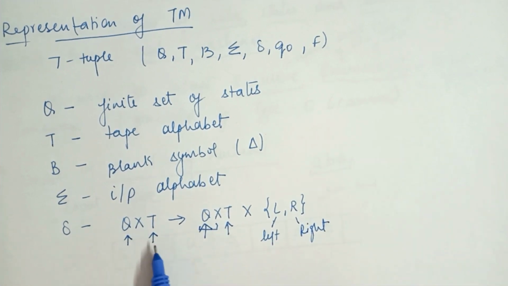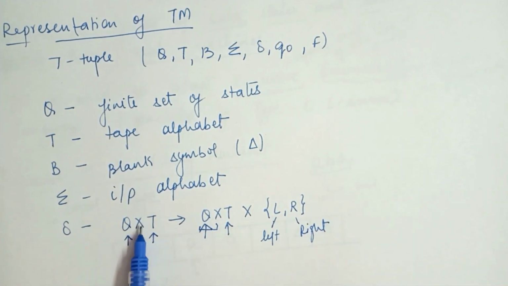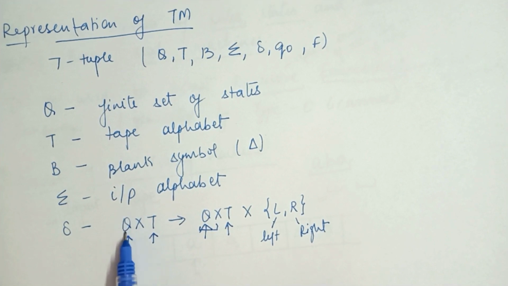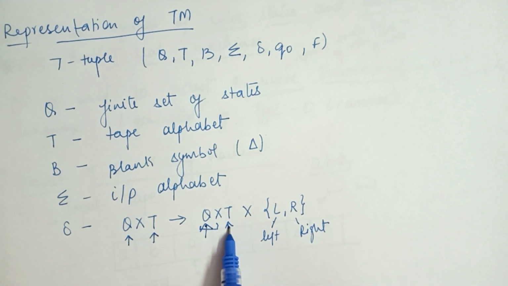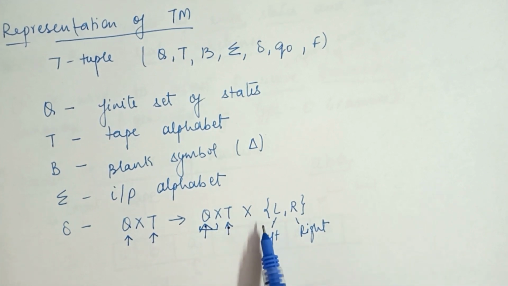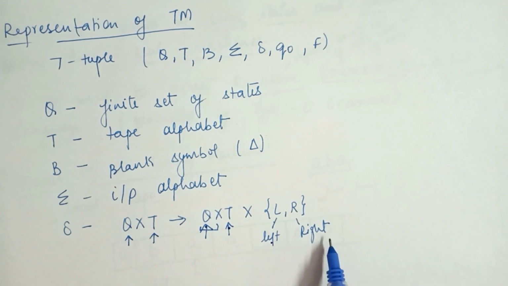So this transition function can be defined as: depending upon the present state and the present tape symbol, it will move to the new state, and it may or may not change the tape symbol, and move the head pointer either to the left or the right.